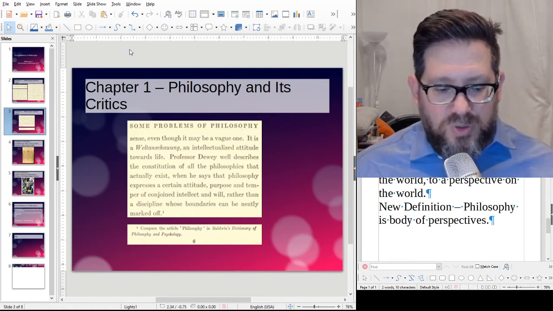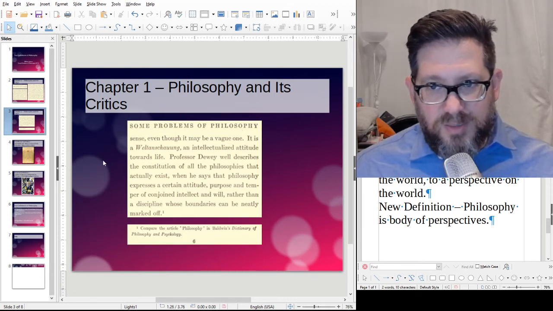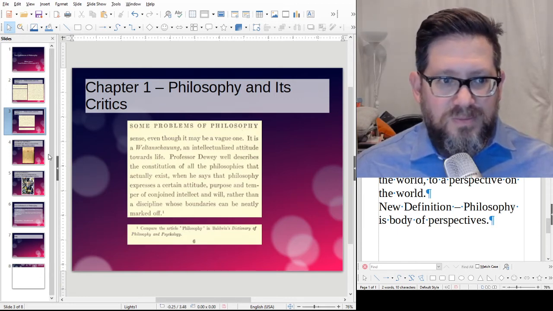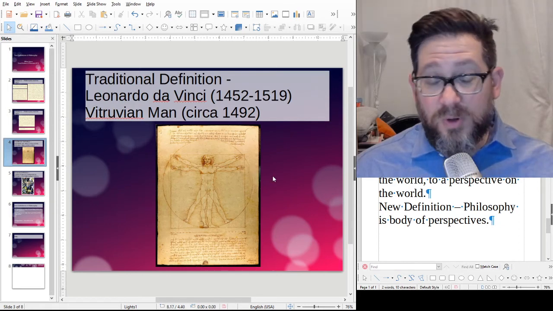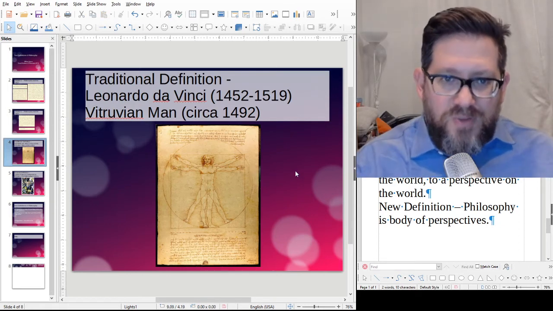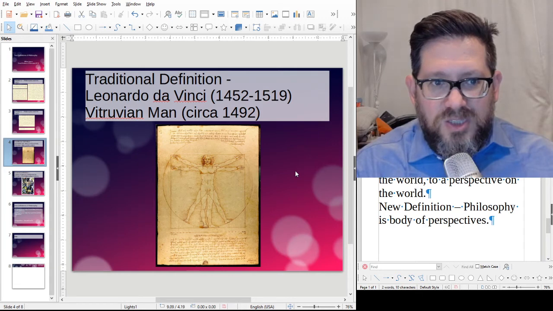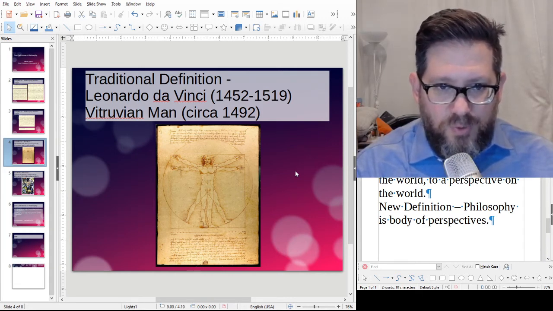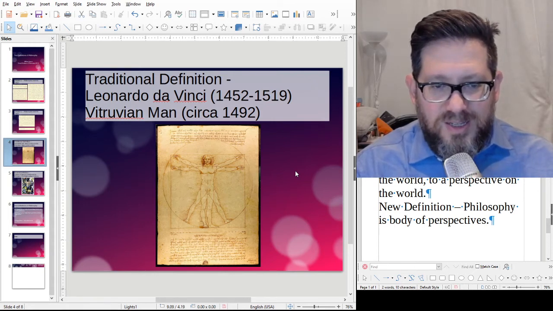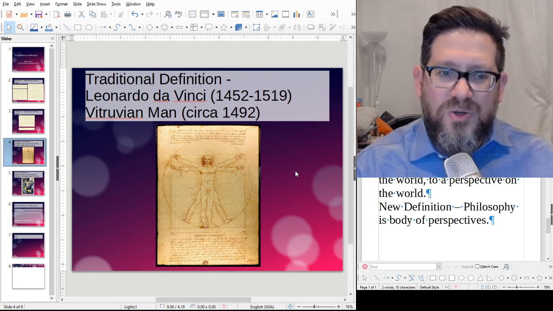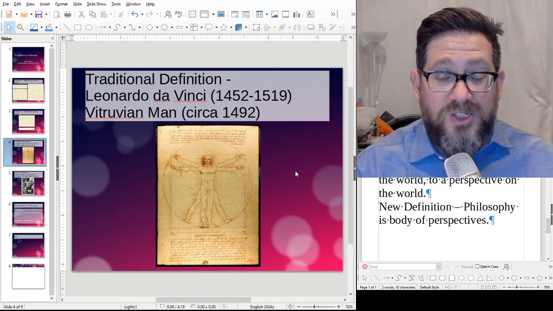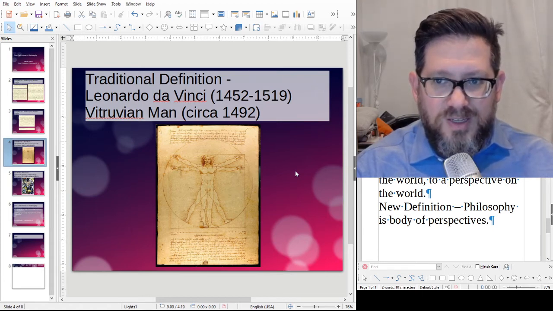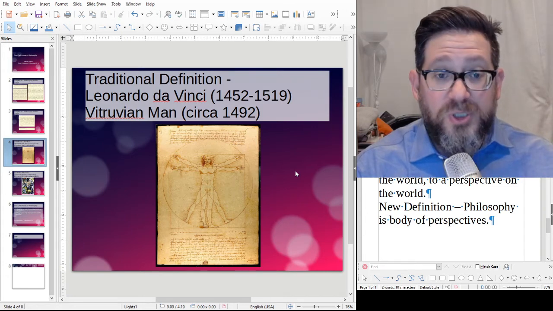Okay, so let's connect this up to art. Let's look at some drawings and paintings. The first one I want to look at is Leonardo da Vinci's Vitruvian Man, which apparently was drawn around 1492, which I guess is when Columbus sailed the ocean blue. Is that how it goes? Okay, so this is the old, traditional definition of philosophy, of a person, right?